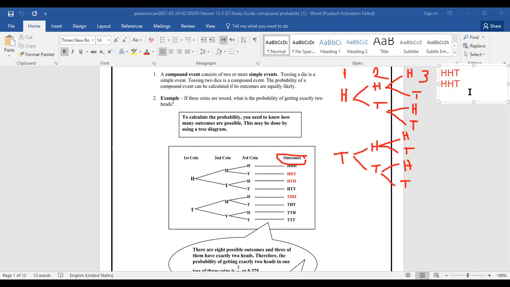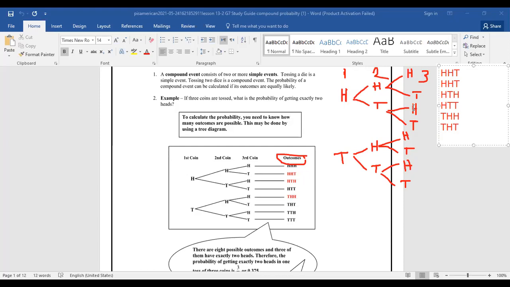Kareem, continue the second two options. It will be the second branch. Head, tail, head. Head, tail, tail. What is the next? Yalla Jana. Tail, head, head. What is the next? Yalla Abdurrahman. Tail, head, tail.